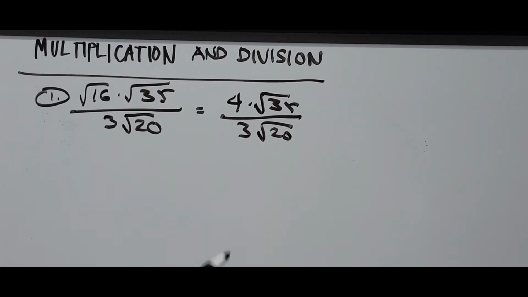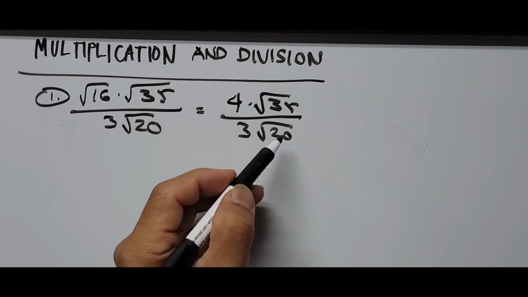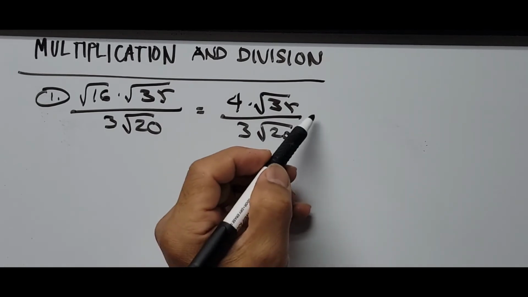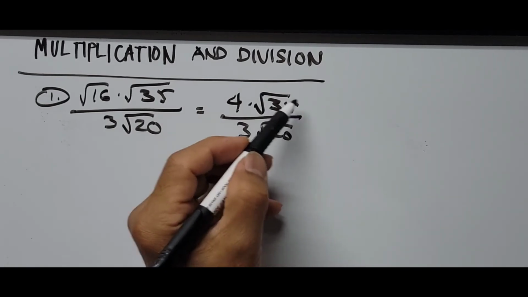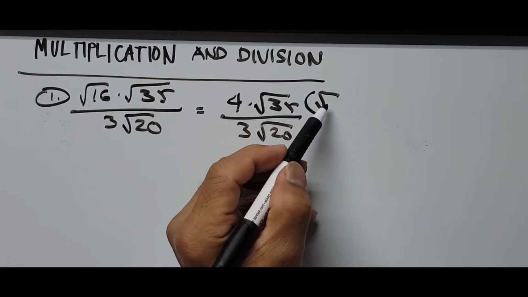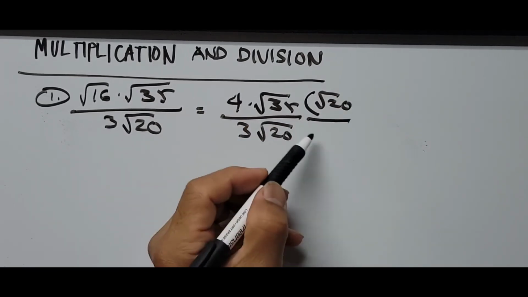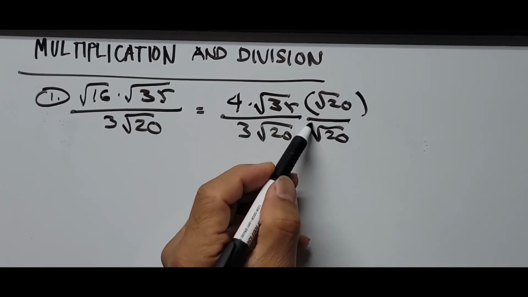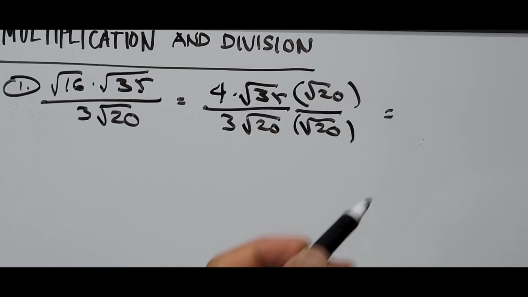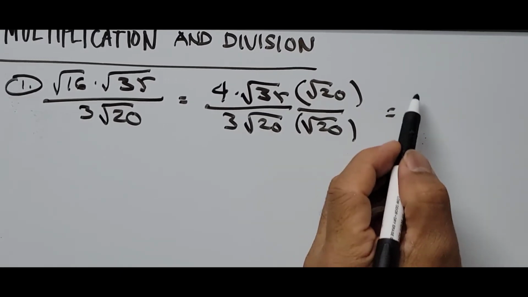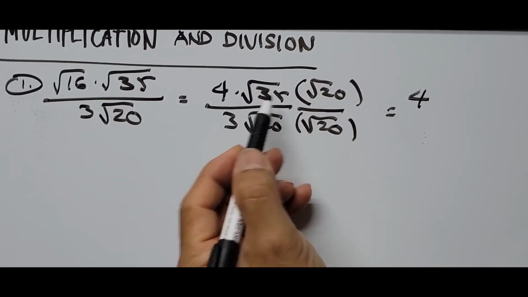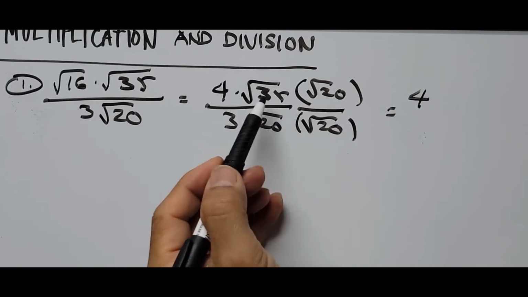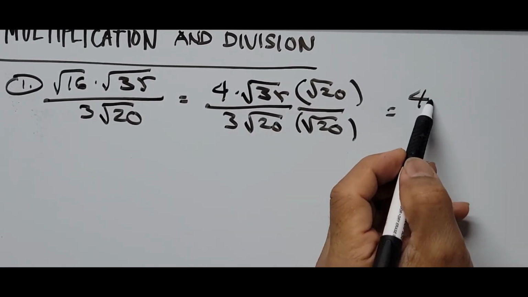Okay, so we have to get rid of this radical in the bottom. What we have to do is multiply the whole term, top and bottom, with square root of 20 to get rid of that radical right there on the bottom. So that will end up to 4. And we have to split this radical right there. So we have to deal with those.